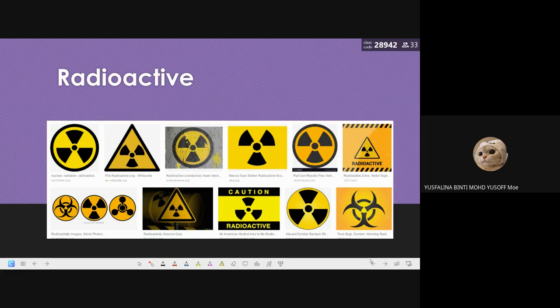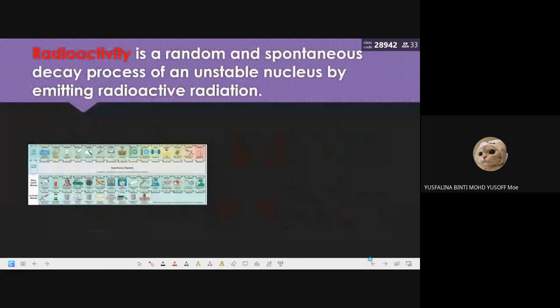This is the symbol of radioactivity. And actually, what is radioactivity? Radioactivity is a random and spontaneous decay process of an unstable nucleus by emitting radioactive radiation. It's just a random process. You cannot stop the reaction; you can only slow it down. That's the danger of radioactive substances. Whenever it reacts, you cannot stop it, you can only slow it.